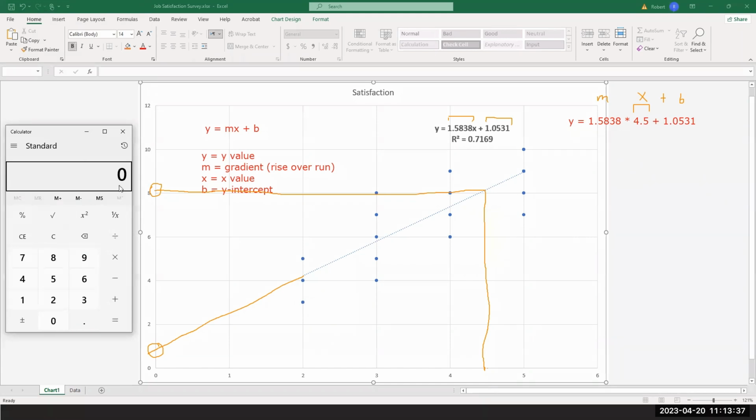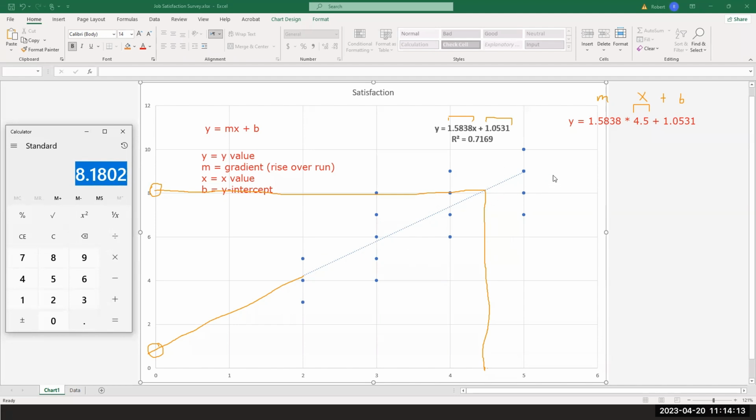Okay, so 1.5838 times 4.5 equals this number, plus 1.0531, and we get 8.1802. And if you look, this lines up with what I did graphically. You bring that across, it crosses over just after 8, so the exact value is 8.1802. That's pretty cool that you can do this just in Excel.